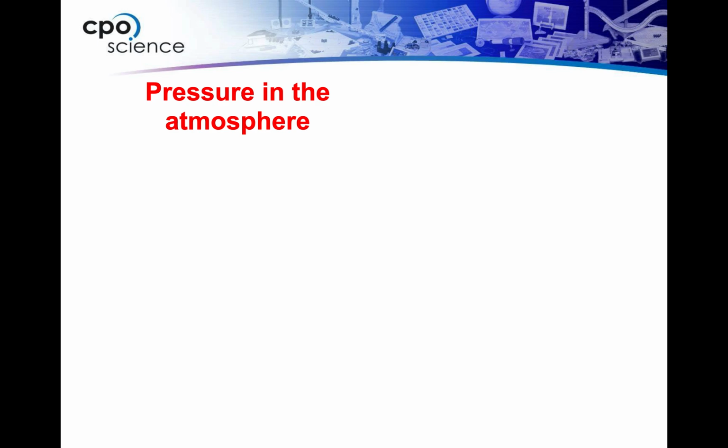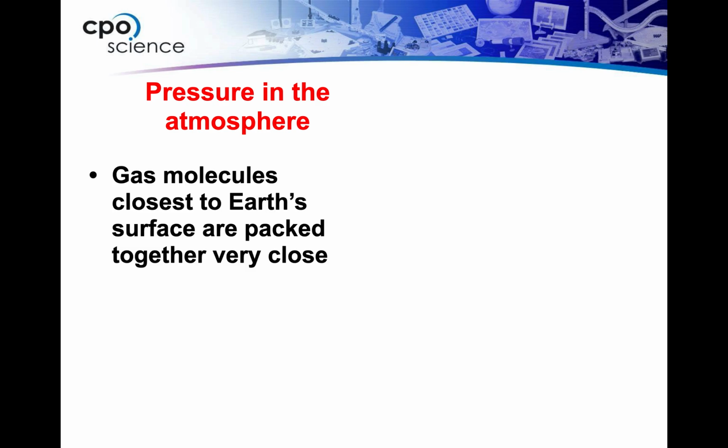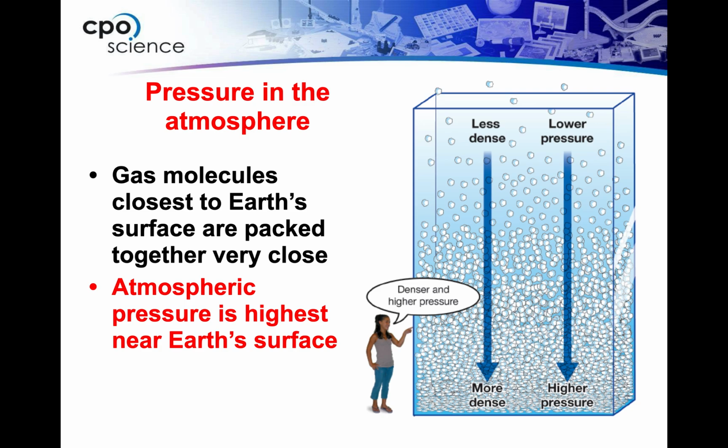Now, these air molecules in our atmosphere, all of these nitrogen and oxygen molecules, have pressure on Earth's surface. And those gas molecules closest to Earth's surface are packed really tightly together. So if you look at this picture here, it shows you the difference, whereas the gas molecules nearest the Earth's surface are going to be closest together. The ones up top are going to be much farther apart from each other. So atmospheric pressure is highest near the Earth's surface.